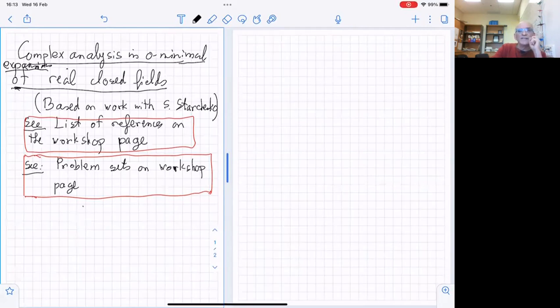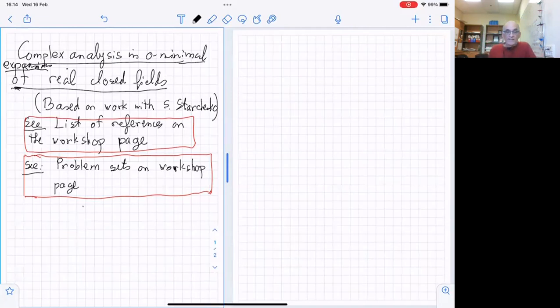Another thing that I did, and I will try to do from time to time if there is interest, if not, I'm not sure I will continue with that. I put one problem set on the workshop page, and I think it's nice. I will say in a few slides what this current problem set covers. And I think it's a nice exercise for people who know basic o-minimality.